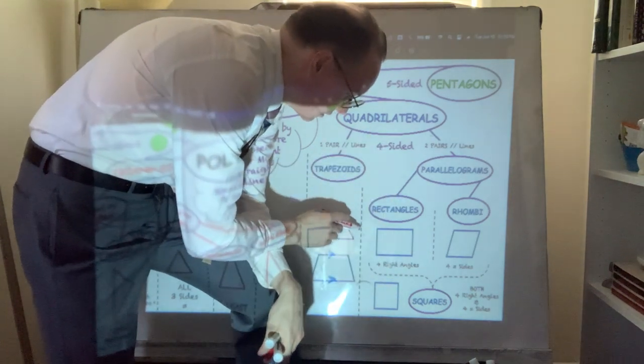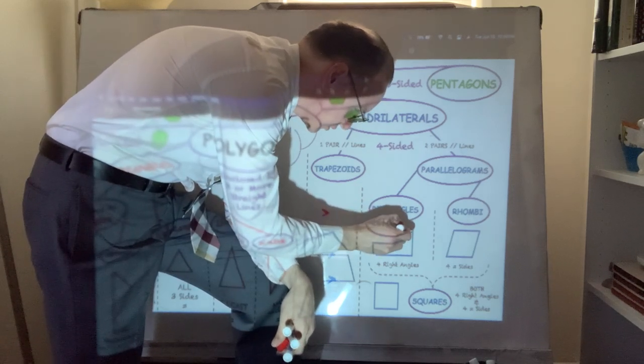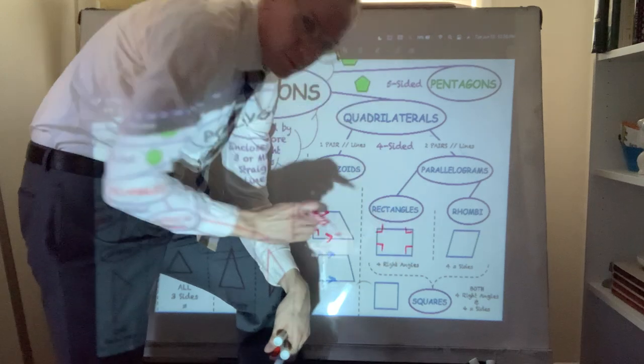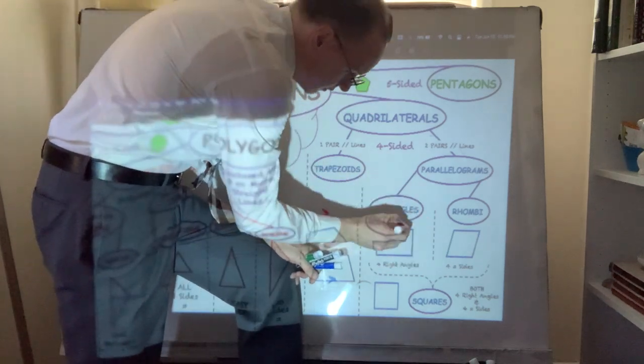Right. Rectangles have, by definition, they're quadrilaterals with four right angles. So you would see this, if you were going to be very precise, in the picture. This is badly drawn again because of the shadow.